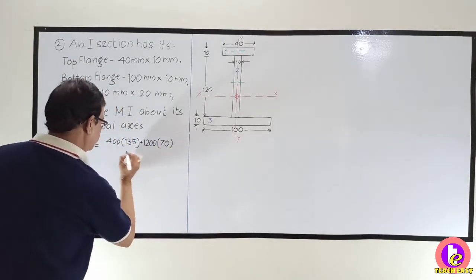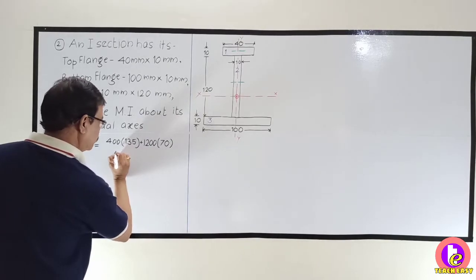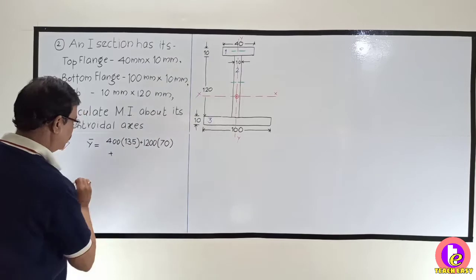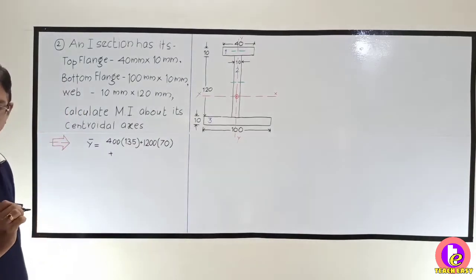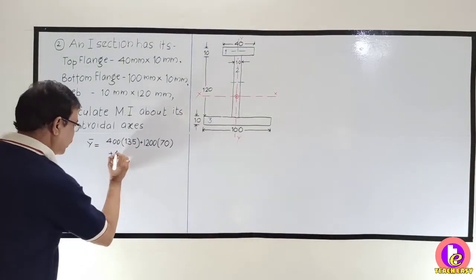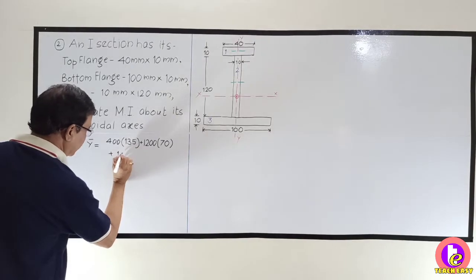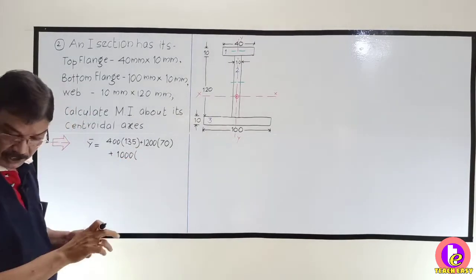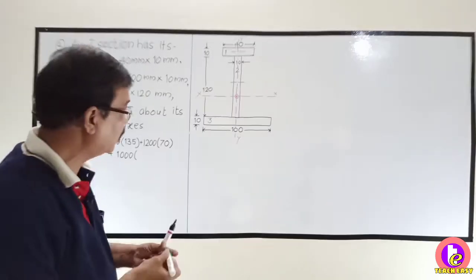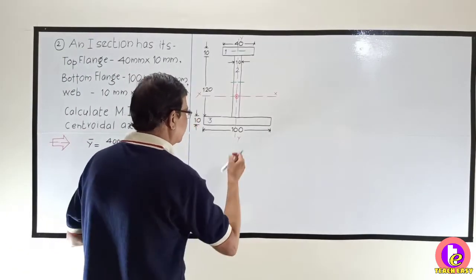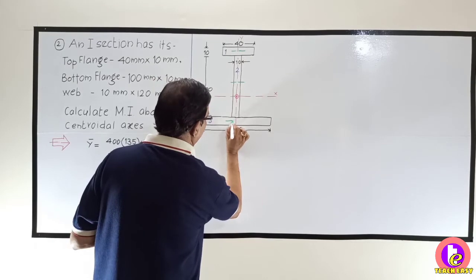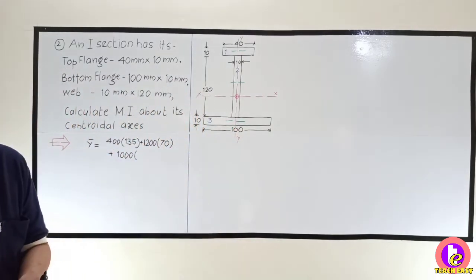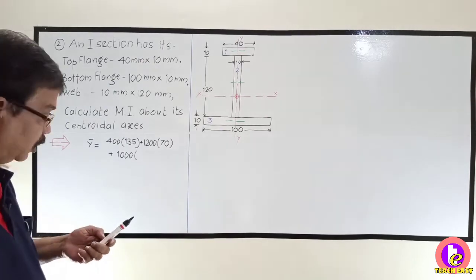plus A3 Y3. What is A3? A3 is 100 into 10, that is 1000. What is Y3? Y3 is very simple. We are taking the moments at the bottom. So this is 10. So its centroidal axis will be this one. So what is this one? That is Y3. That will be 10 by 2, that is 5.